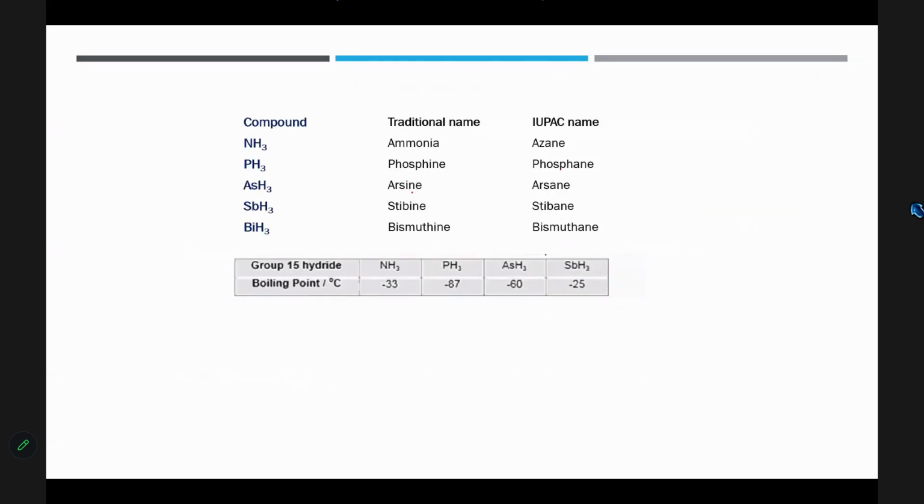Now this is very important in my opinion. All these are gases at room temperature. What do you call ammonia, phosphine, arsine, stibine, and bismuthine? Now look at the boiling points. This is interesting. Ammonia is minus 33, phosphine is minus 87, arsine is minus 60, and stibine is around minus 25. Down the group, they don't follow the trend. But look at this: ammonia is minus 33, phosphine is minus 87, and arsine is minus 60.